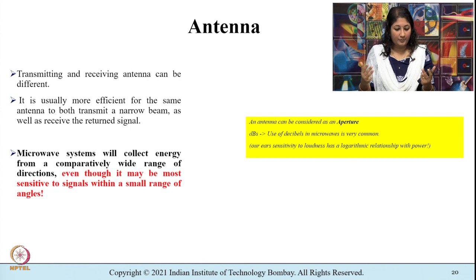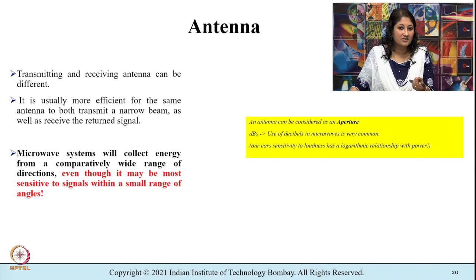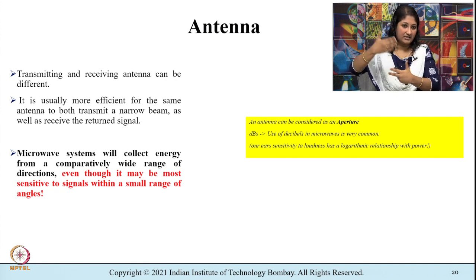We will follow this up with the relevant derivations, but for now I want you to understand that microwave systems collect energy from a wide range of directions, even though it's most sensitive to signals within a small range of angles. So in camera, an aperture opens to let light in, isn't it?